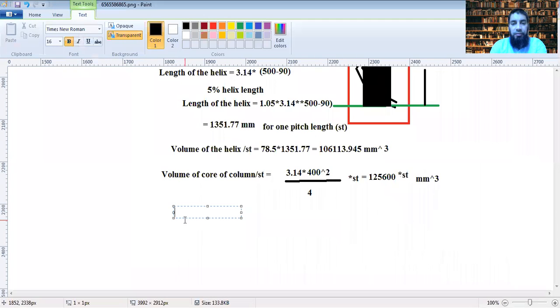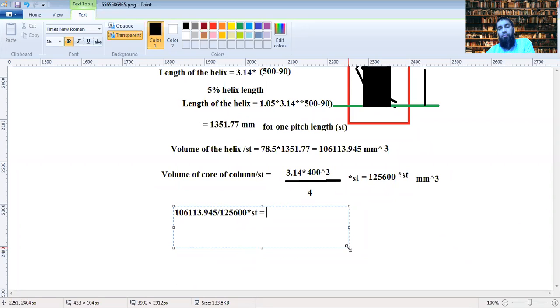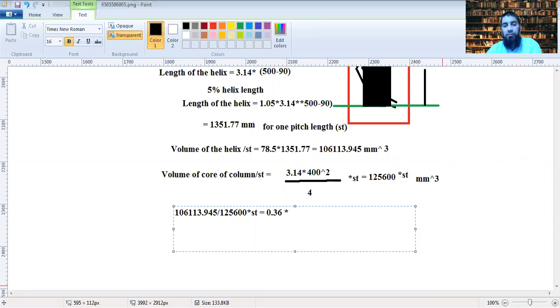So your ratio of volume of the helix or the helical reinforcement, which is 106113.945 divided by 125600 cross St. This has to be at least equal to, because when you say shall not be less than, it has to be at least equal to this ratio, which is 0.36 into Ag.